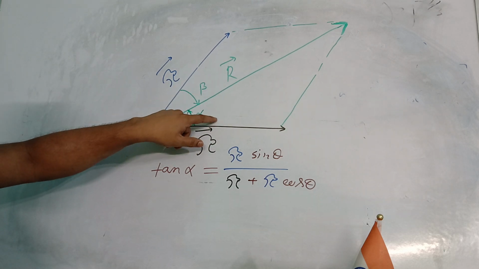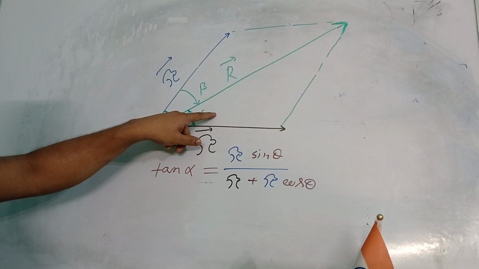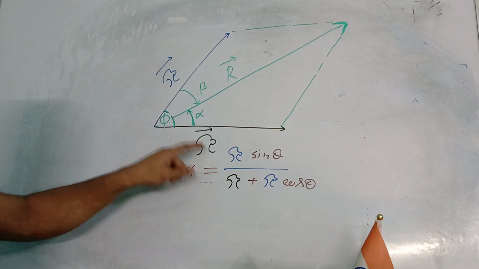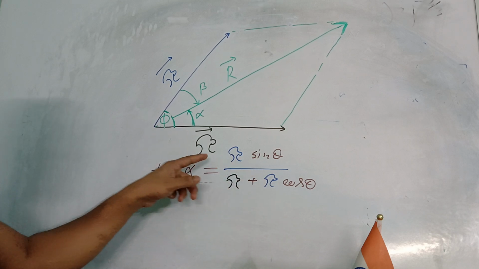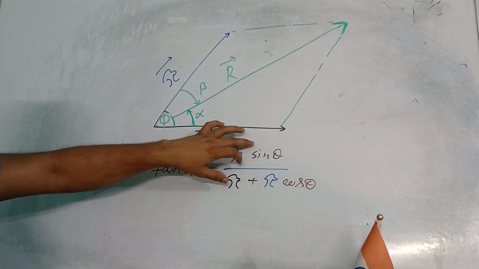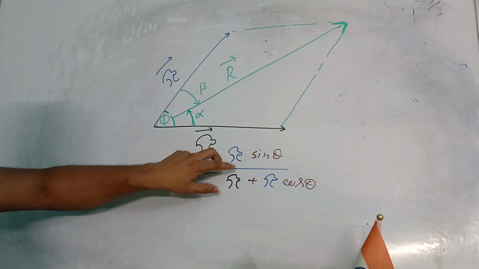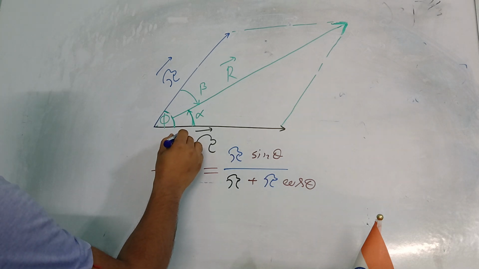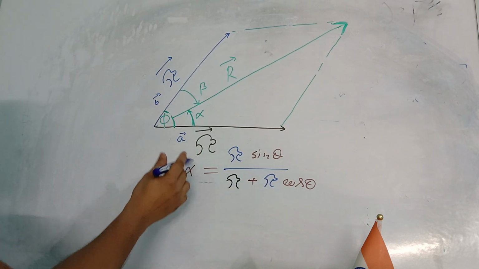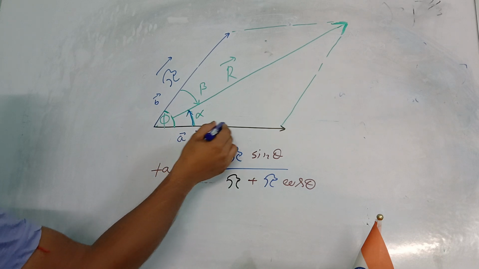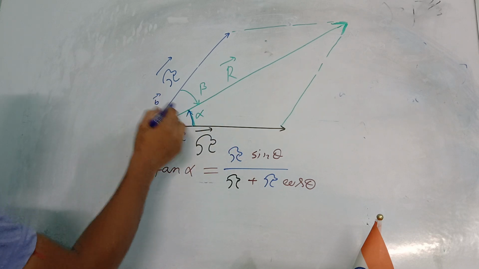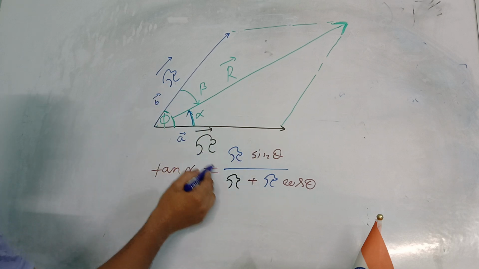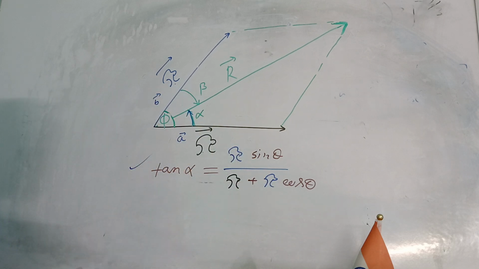Tan alpha, so we write b, meaning blue tree, b divided by a plus b cos theta, so writing this, b sin theta divided by a plus b cos theta. Consider this one is a vector, it is b vector. We are finding alpha, the angle between a vector and resultant, it will be b sin theta divided by a plus b cos theta, so this is the formula.